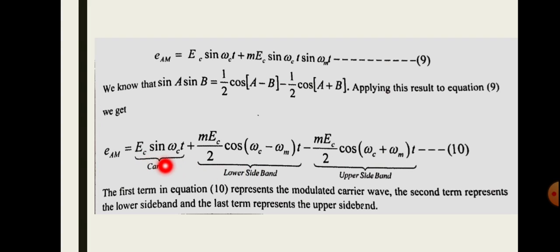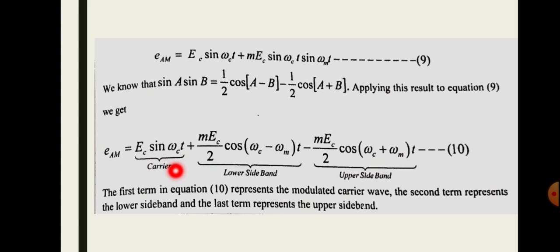So this is the final equation for the modulated signal or AM signal, amplitude modulated signal. So this is EC sin ωct plus m EC by 2 cos(ωc minus ωm)t minus m EC by 2 cos(ωc plus ωm)t. So this is the final equation for the amplitude modulated wave.